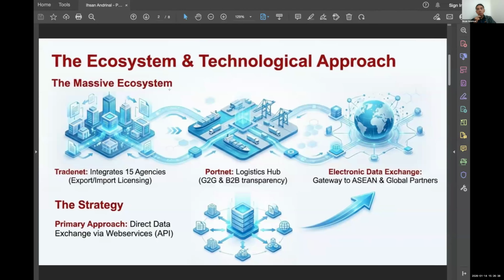And our primary approach to handling this ecosystem as technology is using direct data exchange via web services or API. However, we realize that web services cover just the system-to-system part. So the next question is, what about the documents that are still paper-based or unstructured PDFs? This is where we identify a gap.